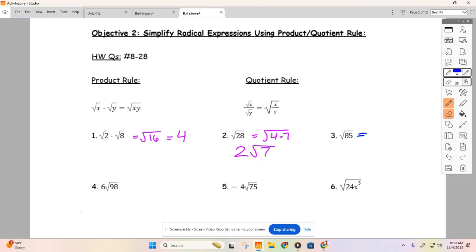85, does 4 go into it? No. 9, no. Does 16? No. Does 25 go into it? No. What about 36? I'm looking for perfect squares that will go into it so we can simplify it. Okay. Radical cannot be simplified. Because none of my perfect squares will go into it so that I could separate it, we're going to say that it can't be simplified.